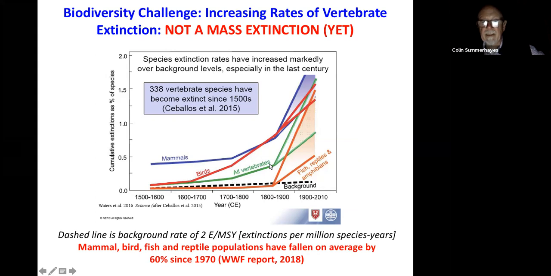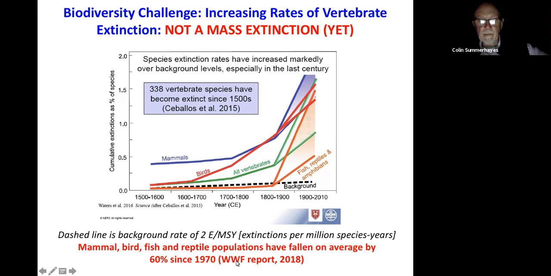But as global population began to rise, more of these animals and birds and vertebrates started to be lost, as did fish and reptiles and amphibians. So right now in the 1900s to 2010s, the extinction rate is very much higher than it was back in the 1500s. Now the dashed line at the bottom, the black dashed line, is the background rate of 2 extinctions per million species years. And so what you can see is we are now seeing extinctions that are much faster than the natural background rate.